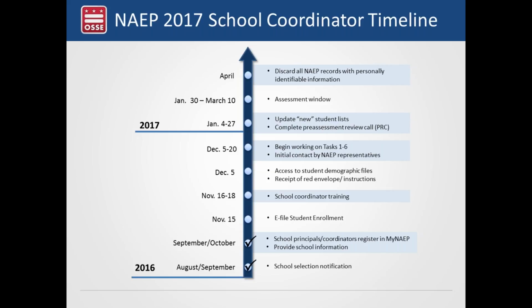During that same time, you can start working on tasks 1 through 6. There's only one task that you will have to wait until after the winter break before you can complete. That is, update new students list. And between January 4th and January 27th, you will also be conducting your pre-assessment review call. The assessment window itself is January 30th through March 10th.